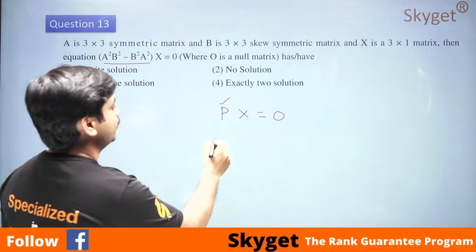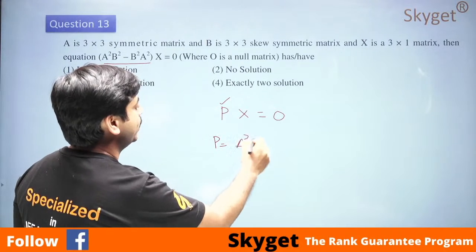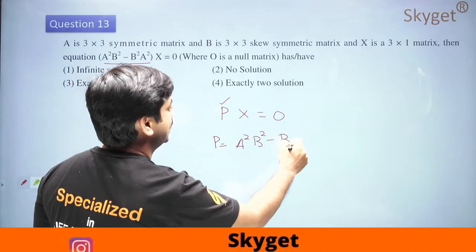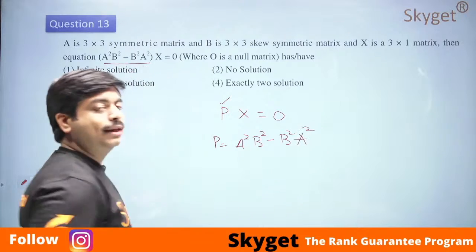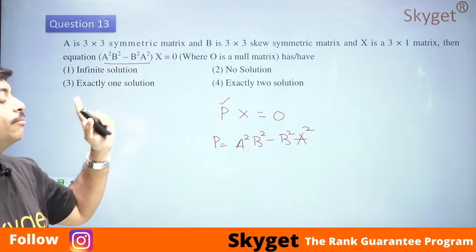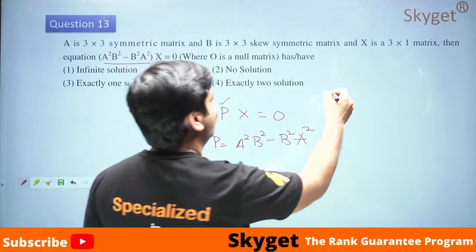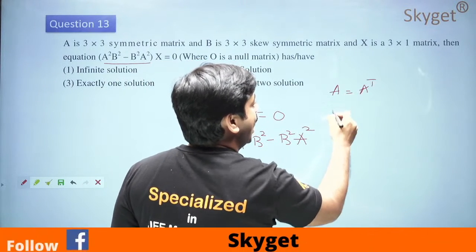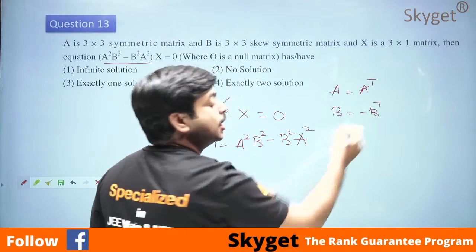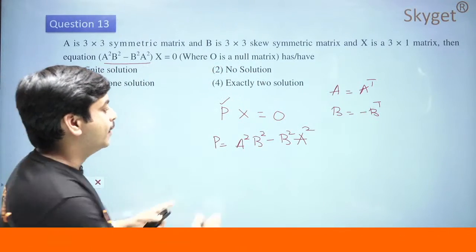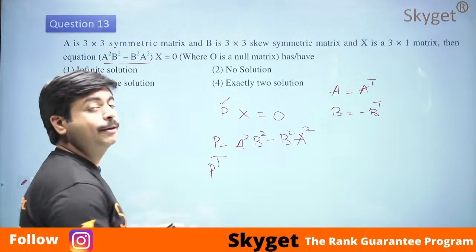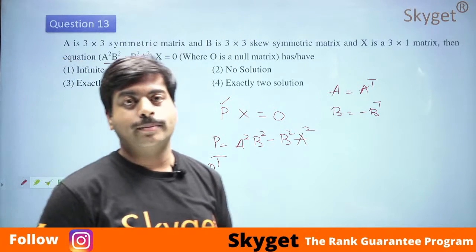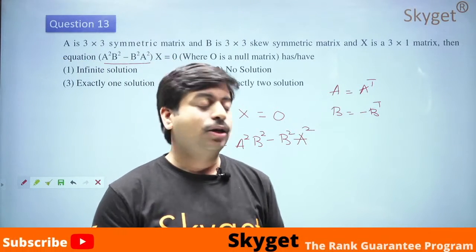So what is P? We have P equal to A square B square minus B square A square. Now, using the information given for A and B, we have A is a symmetric matrix, so A is equal to A transpose, and B is equal to minus B transpose. Using this information, we need to find whether P is a symmetric or skew symmetric matrix.